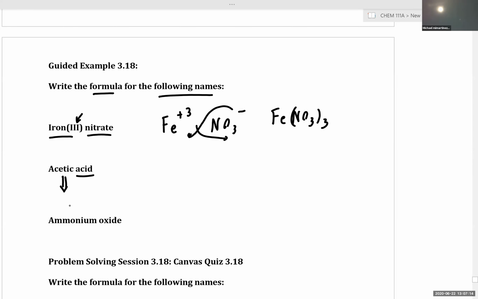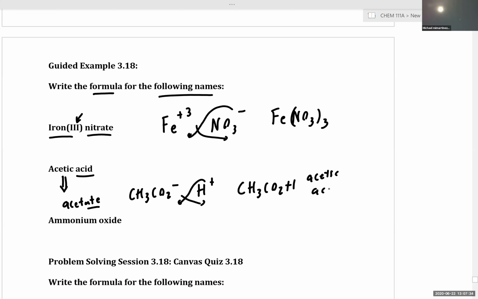So acetic acid, we're dealing with an acid. Acetic is derived from acetate, which is CH3CO2 minus. An acid has hydrogen and a polyatomic ion. We cross our charges and that gives us CH3CO2H for acetic acid. Do these examples make sense so far? Any questions so far?